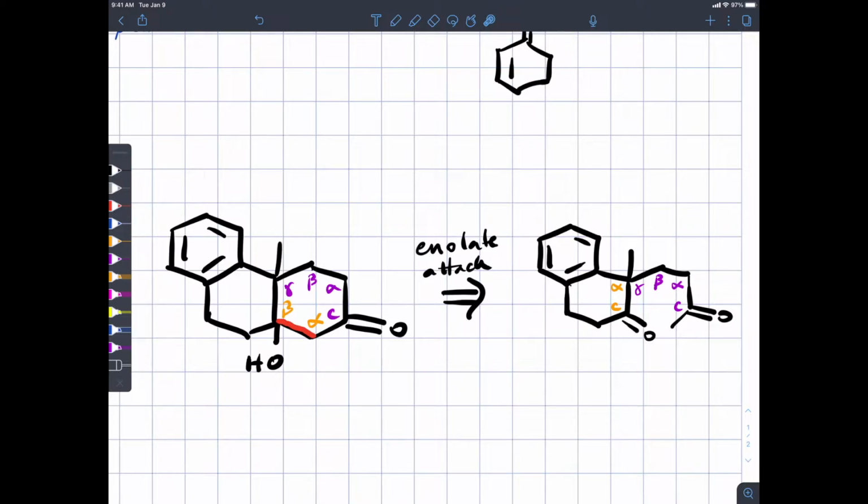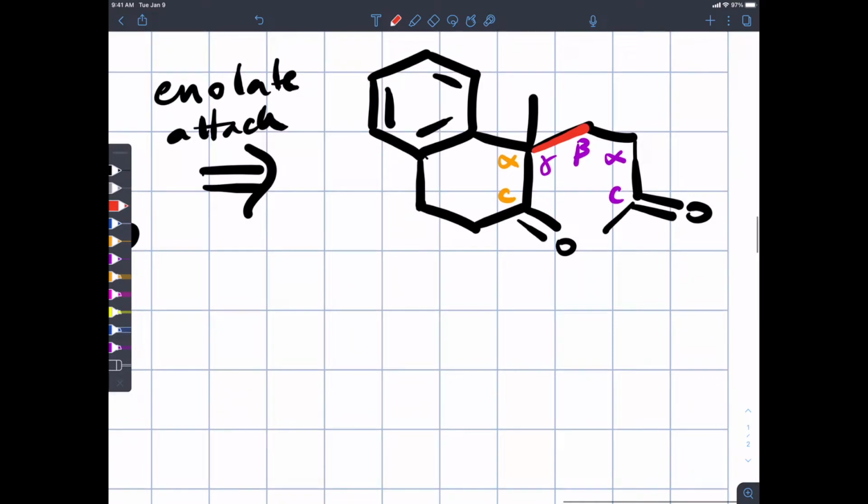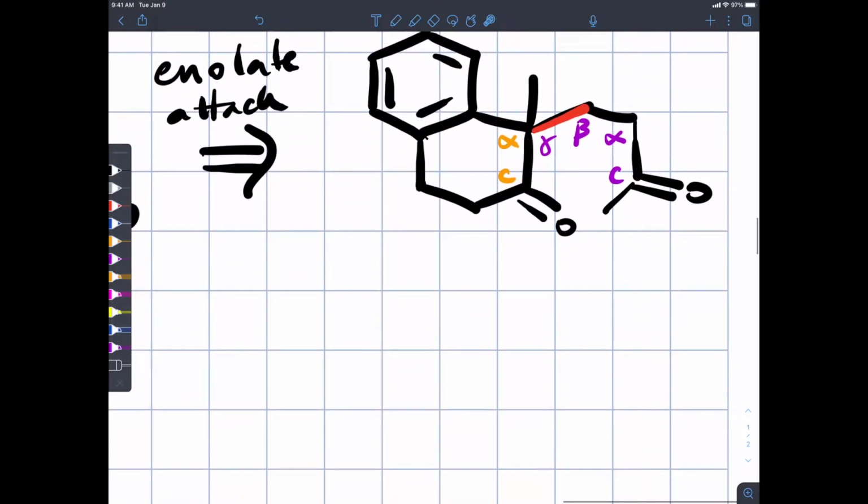Yeah? Yep, it's that bond between gamma and beta. So in a 1,5 dicarbonyl, you could have made the bond between gamma and beta via the Michael reaction. So let's take a look at that.